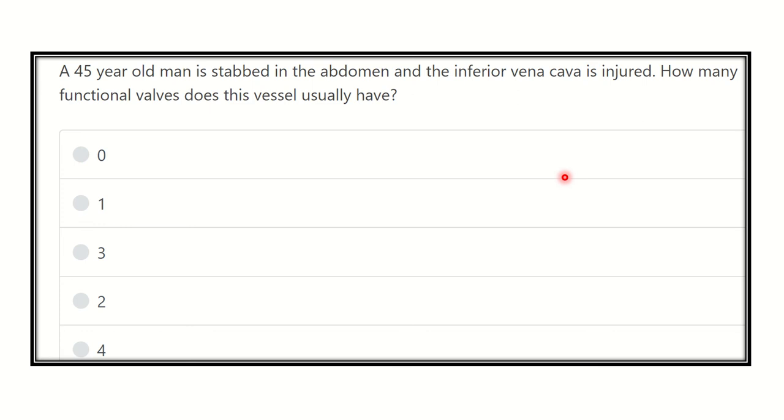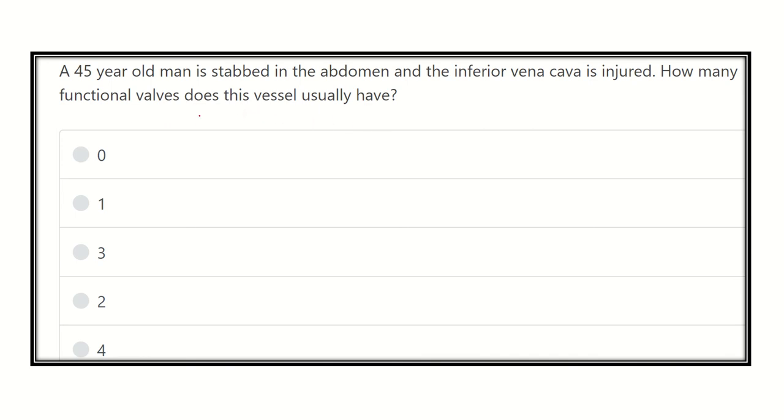Today we are going to discuss another question regarding MRCS, which will help you very much in preparing yourself for passing the MRCS exam. Here is the question: a 45-year-old man is stabbed in the abdomen and the inferior vena cava is injured. How many functional valves does the vessel usually have?